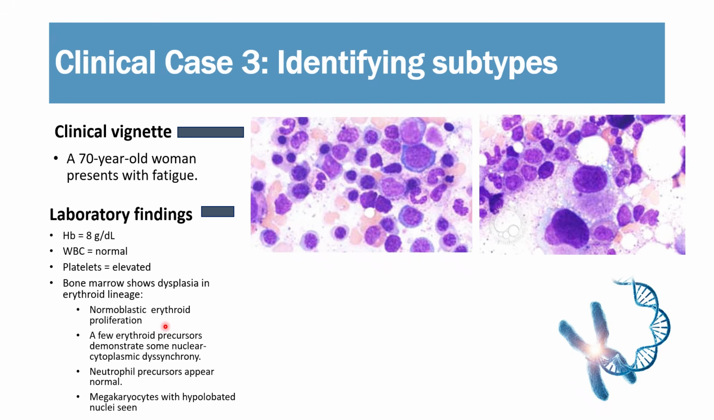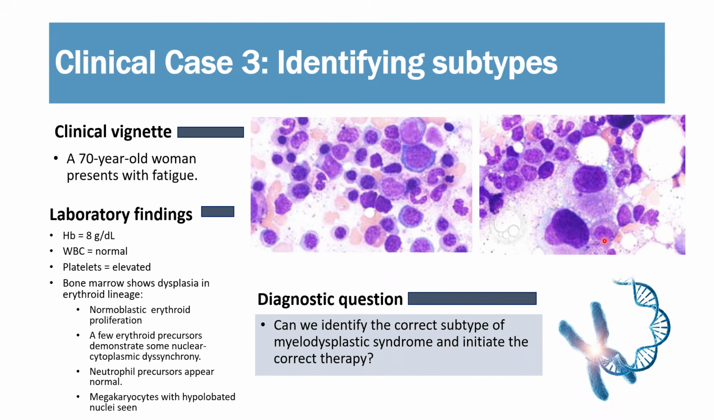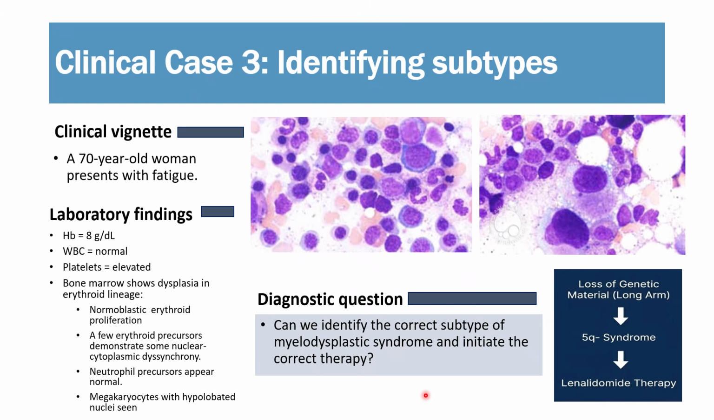She had a normoblastic erythroid proliferation, but some of the erythroid precursors demonstrated some form of nuclear cytoplasmic dyssynchrony. The neutrophil precursors appeared normal, but the megakaryocytes showed hypolobated nuclei. We are suspecting a myelodysplastic syndrome, but we want to see if we can identify the correct subtype of the MDS here and initiate correct therapy.